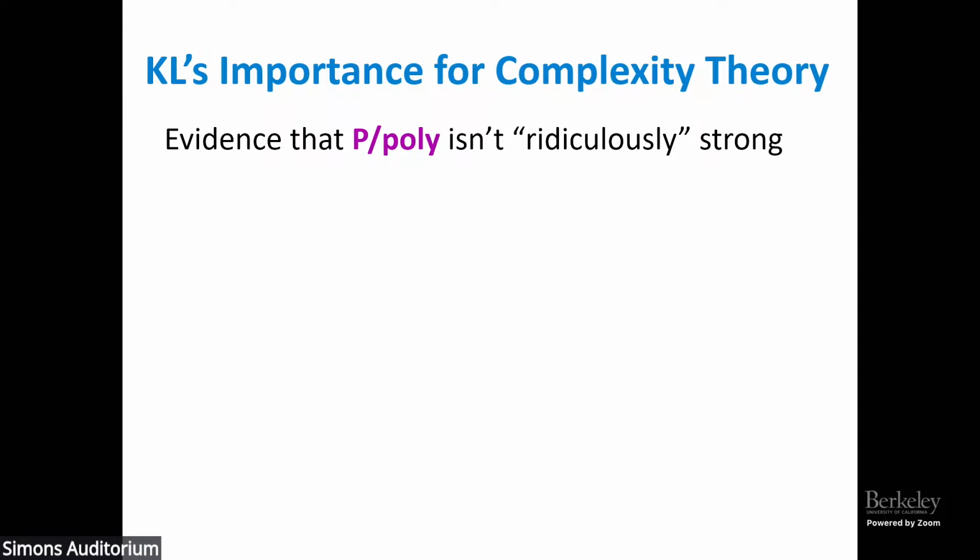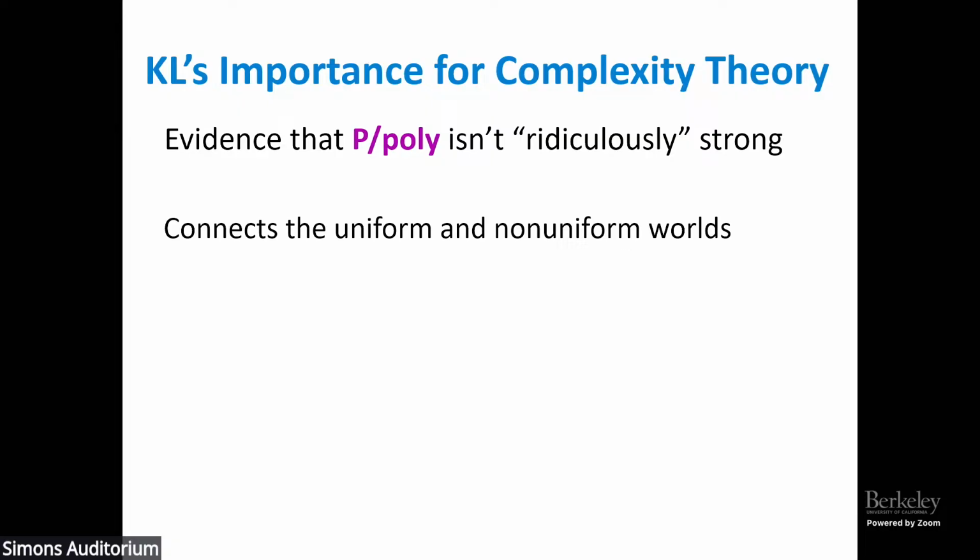At the most obvious level, it was evidence that P/poly is not a ridiculously strong class, right? The question of whether NP is in P/poly is not the same as the P versus NP question necessarily, but it's also not completely different. It can be connected somehow. And in fact, there is a connection between the uniform and the non-uniform worlds of complexity theory.